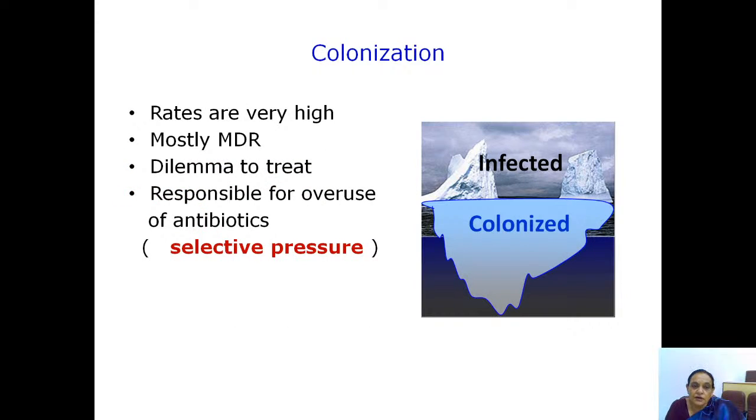As I told you, as you can see in the picture, in a hospital there would be some patients who are infected. You can see them as infected, you can identify them, but there is a much larger number which are colonized, meaning the microorganisms just stay on them.